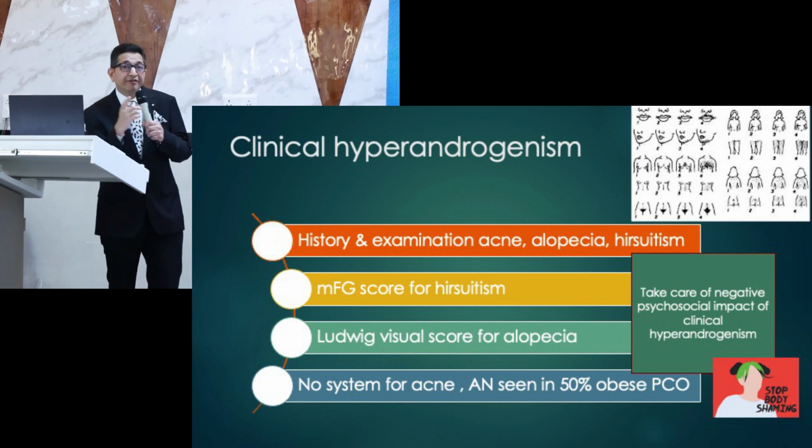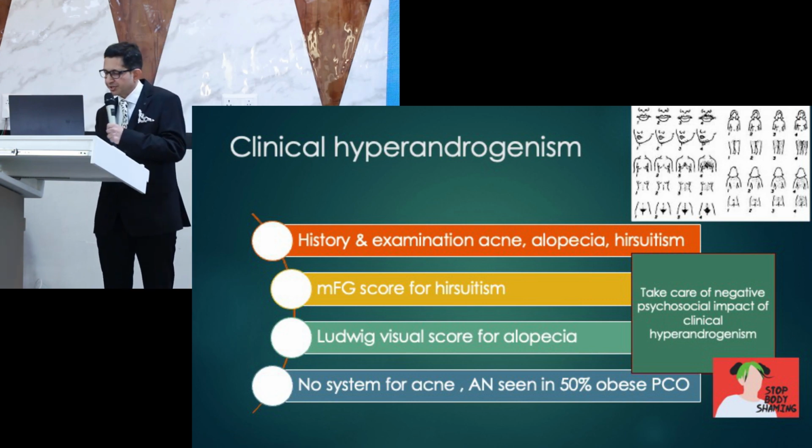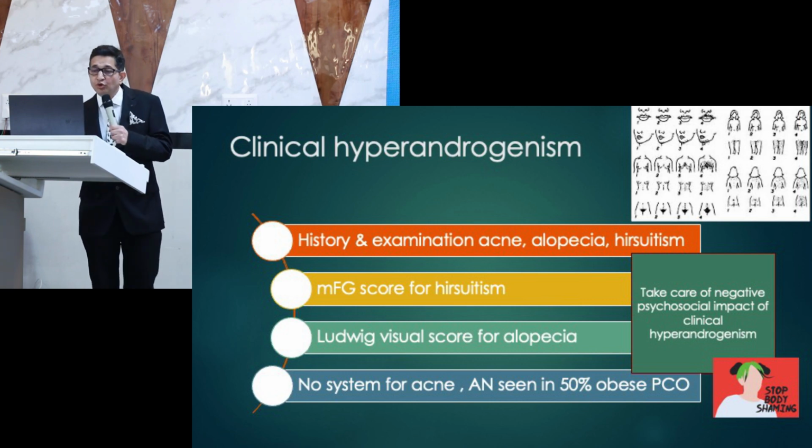Similarly, there is something called as Ludwig score for alopecia. I don't know what is that, but it is there. And for acne, there is no scoring system. So these are the scores which you should know as far as the hyperandrogenism is concerned.